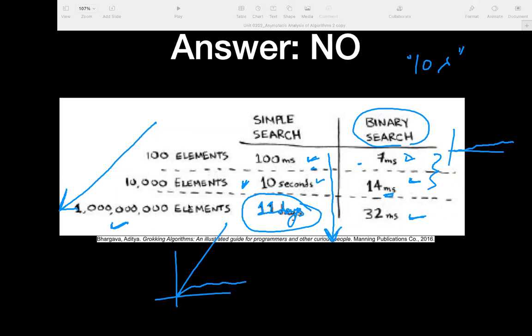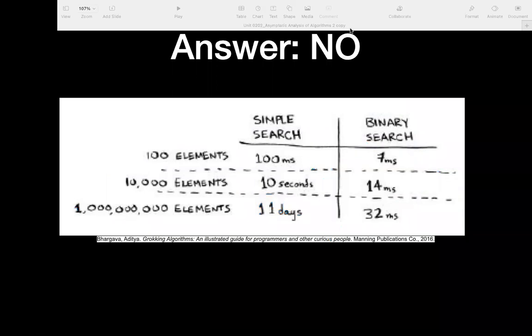So this is the reason why we are looking for a methodology which can compare how our algorithm is going to behave when we increase the input size, or we would like to find out the behavior of our algorithm by looking at its behavior with the change in the input size, right? Any questions?